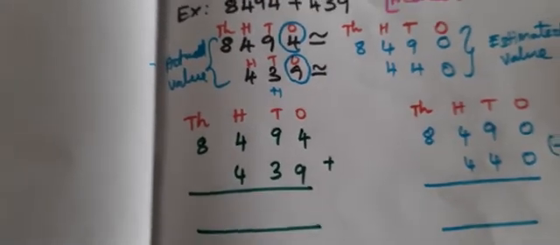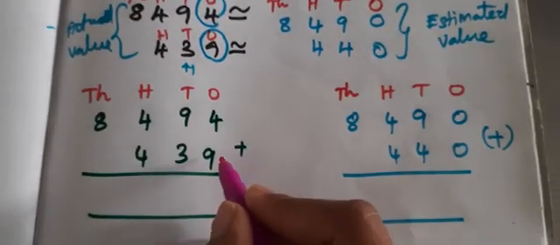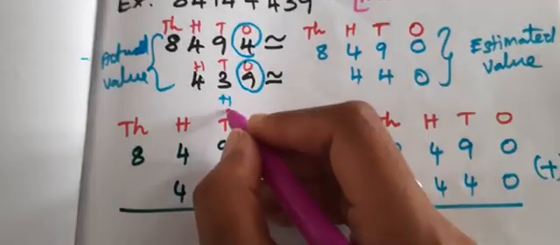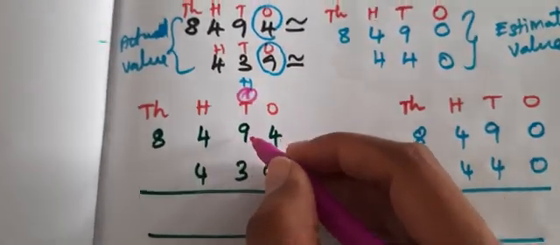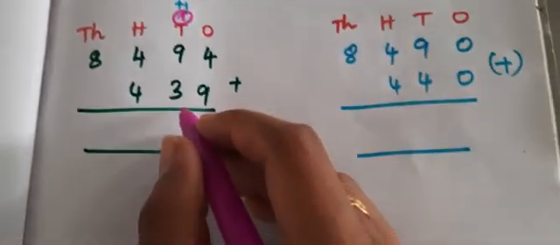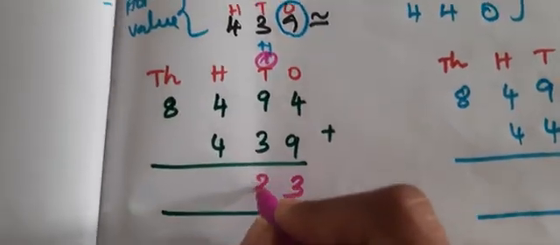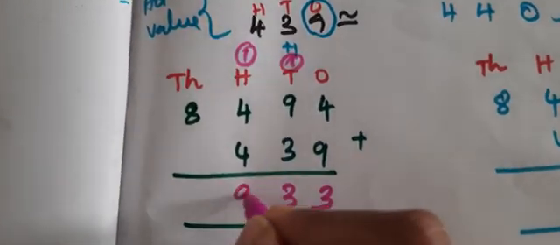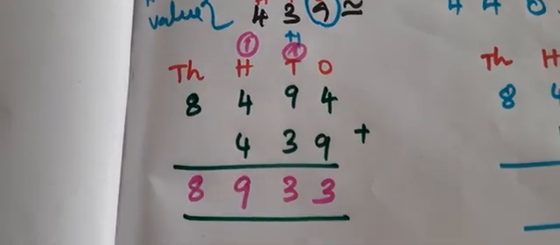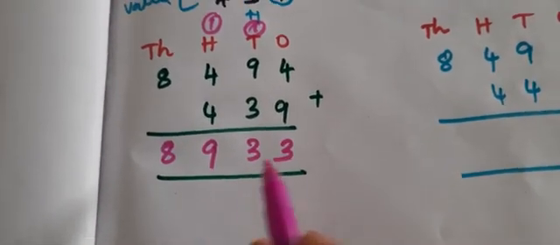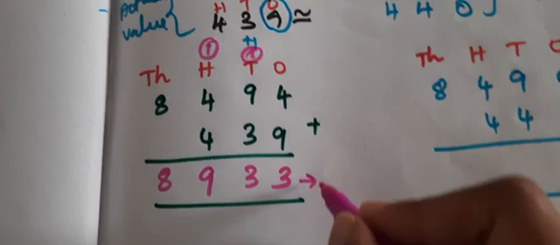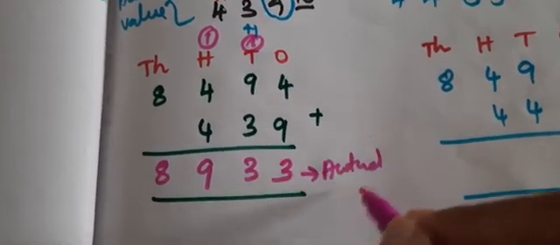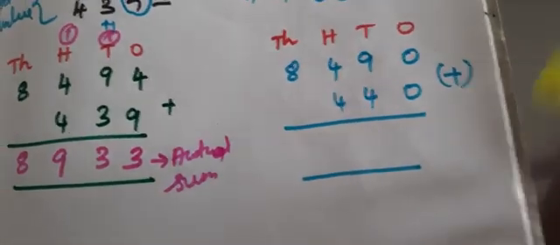First we proceed with the ones place. 4 plus 9 is 13, write 3, and 1 is a carryover. 1 plus 9 is 10, plus 3 is 13, write 3, 1 is a carryover. 1 plus 4 is 5, 5 plus 4 is 9. So we get 9933. This one we call the actual sum.